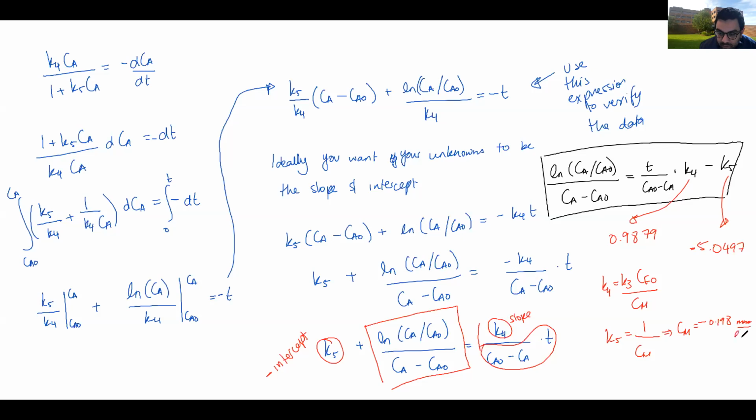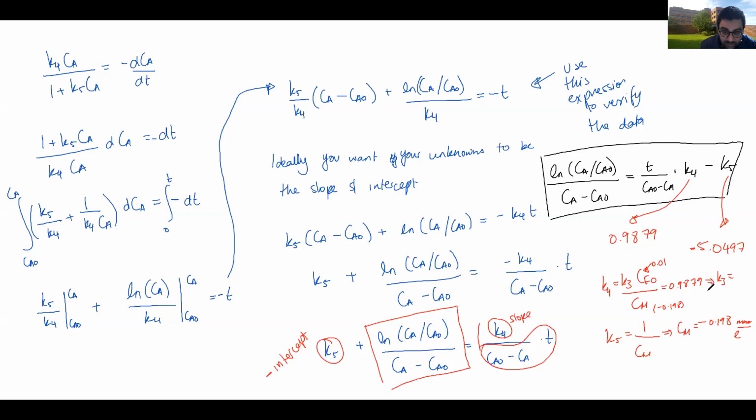millimole per liter. Then I'm going to plug this in here, and we're given that CE0 is 0.01. So I need to find K3, right? And this is equal to 0.9879. This is given to be 0.01. This right here is minus 0.198. So this implies that K3 is equal to what?